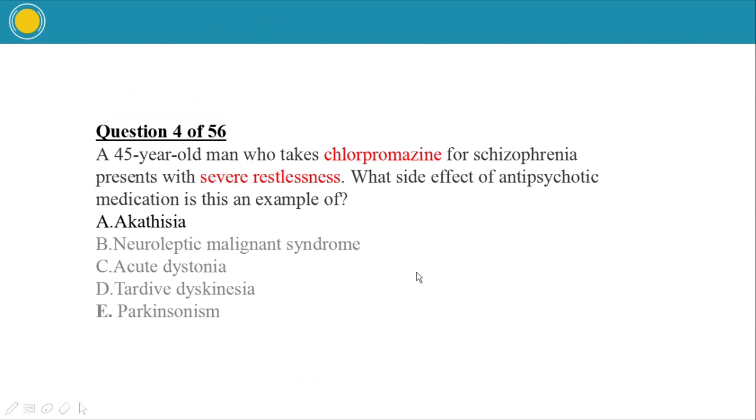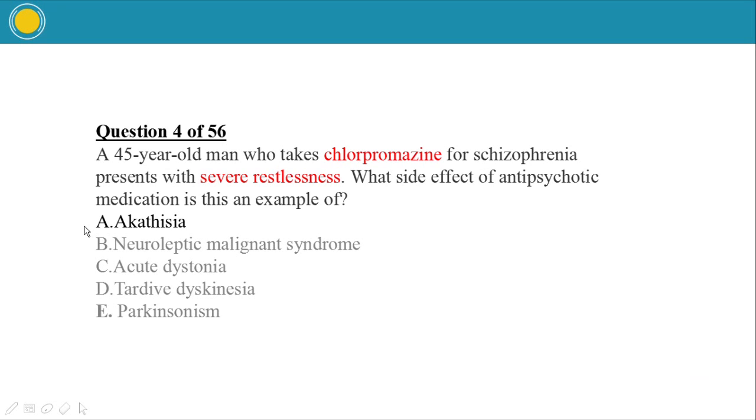Okay, question number 4. A 45-year-old man who takes chlorpromazine for schizophrenia presents with severe restlessness. What side effect of antipsychotic medication is this an example of? This is asking the candidate, the student, about the side effects of antipsychotic medications. To be more specific, side effects of drugs for schizophrenia.